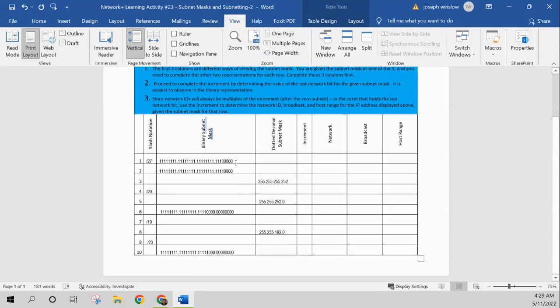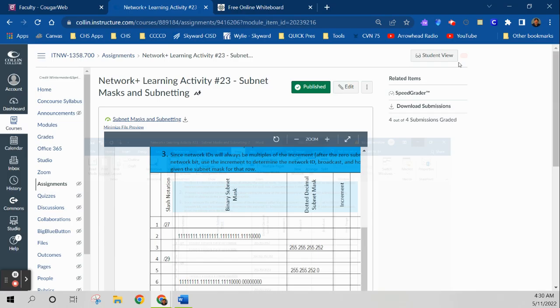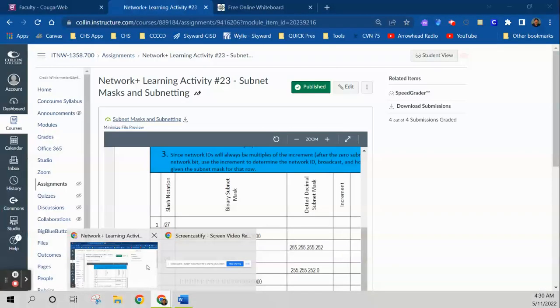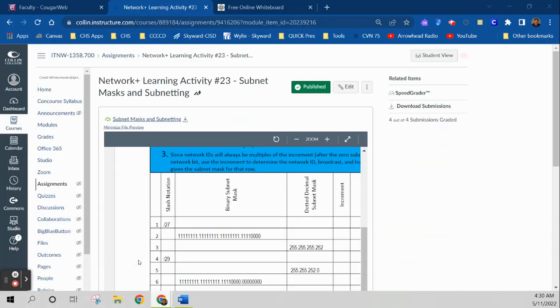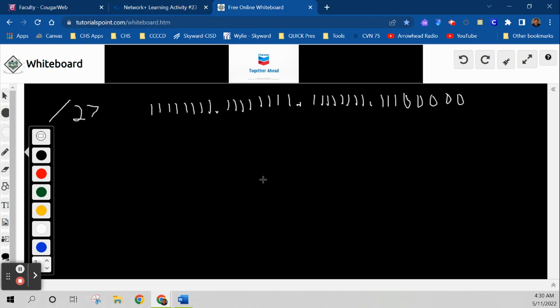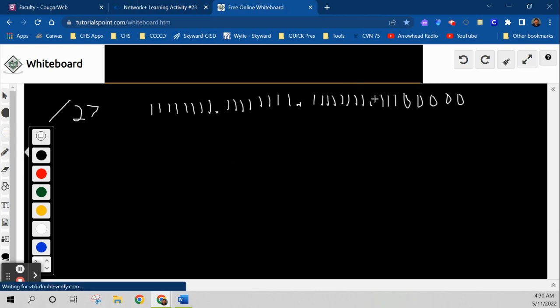Now, the other part is you're saying, well, what about the dotted decimal subnet mask? Well, we all know that the subnet mask is going to be 255.255.255 dot something, but we're not sure what the something is yet, because we have to come over here and look at what bits are being borrowed, and so that's where we come back to the next piece, which is we have these three right here.